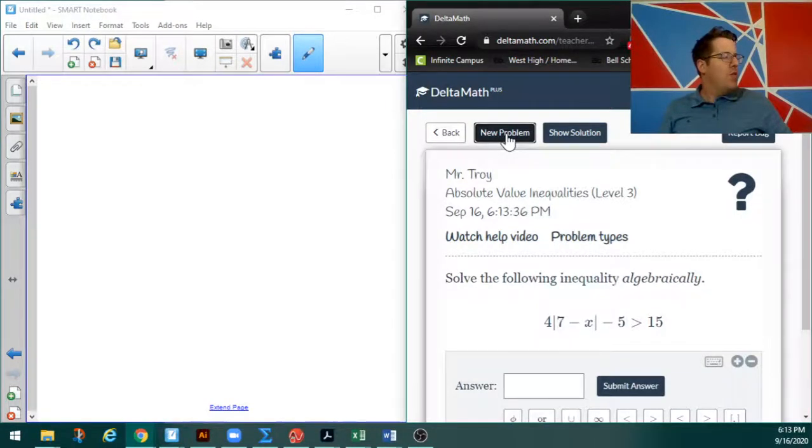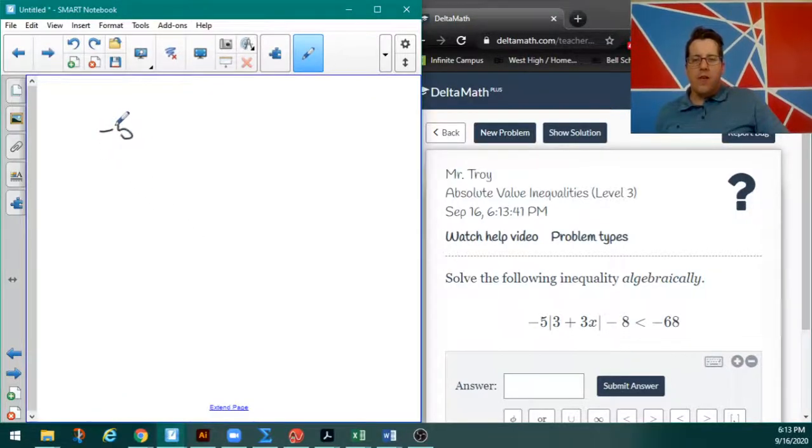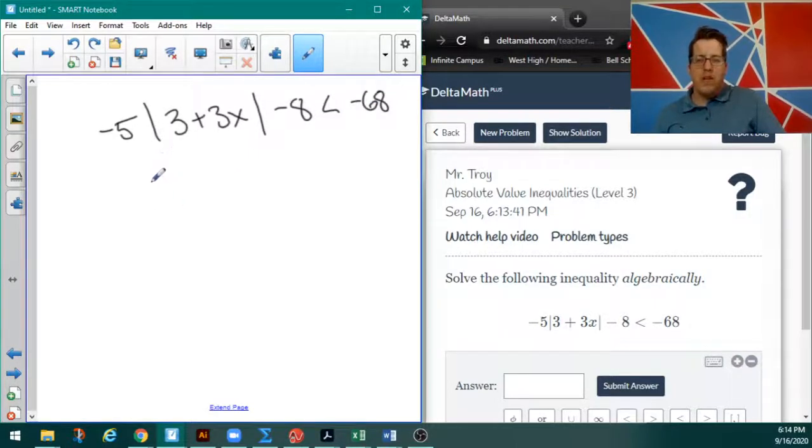So let's grab a new one here. Okay, I wanted to grab one that had a negative in it because I thought that would be fun. So negative 5 times the absolute value of 3 plus 3x minus 8 is less than negative 68. Okay, so we want to start by isolating the absolute value.